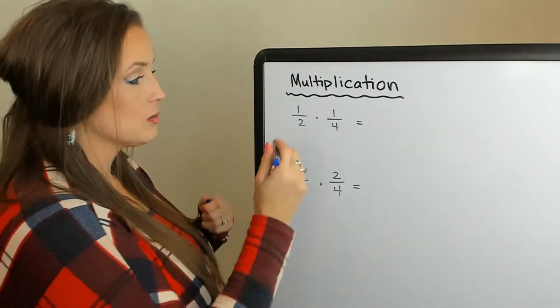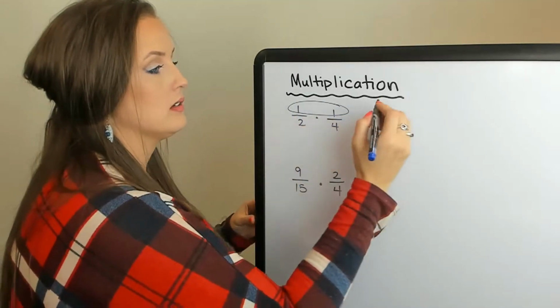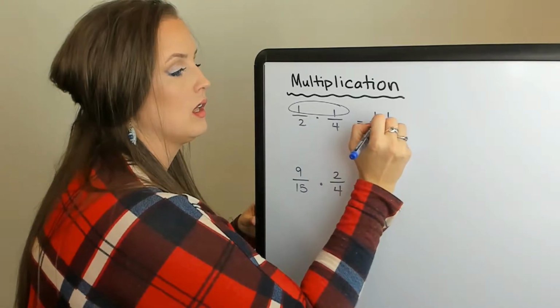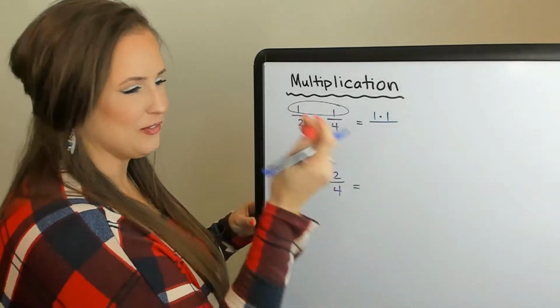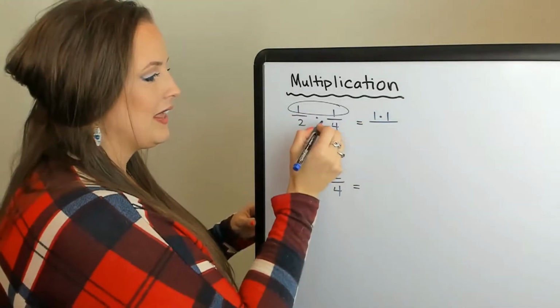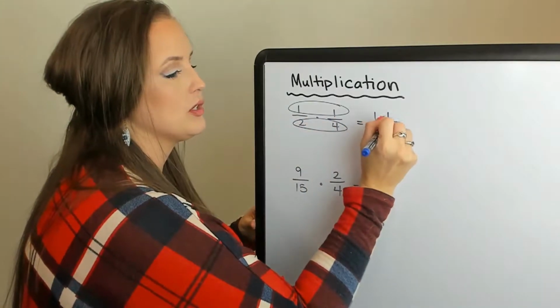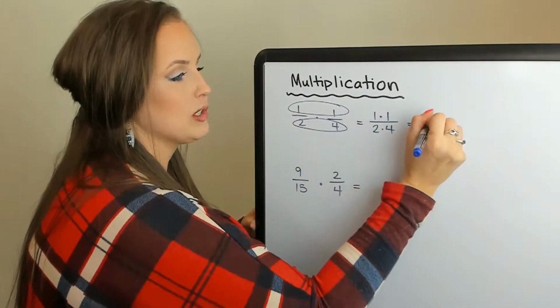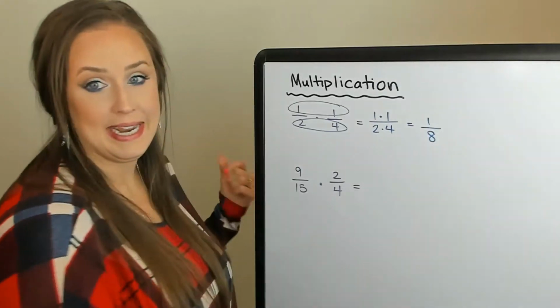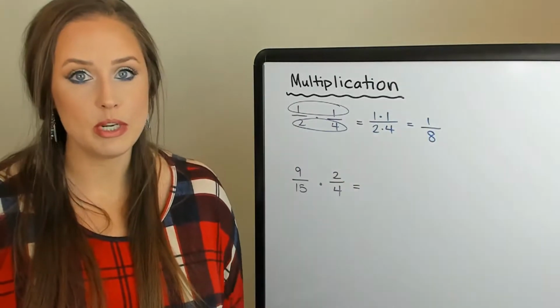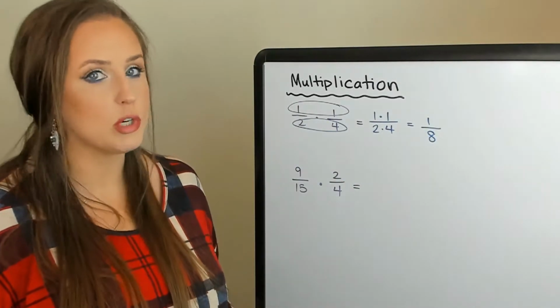So what that means is we're going to take 1 times 1, so that would just be 1, but I'll write it all out with the full steps. And then 2 times 4. So when you multiply this out, that would be 1/8. That is fully reduced. There's nothing we can reduce both of those numbers by, so we're done with that problem.